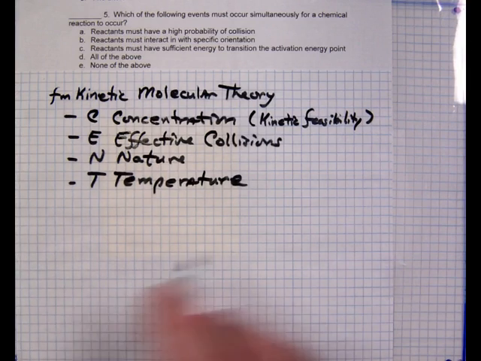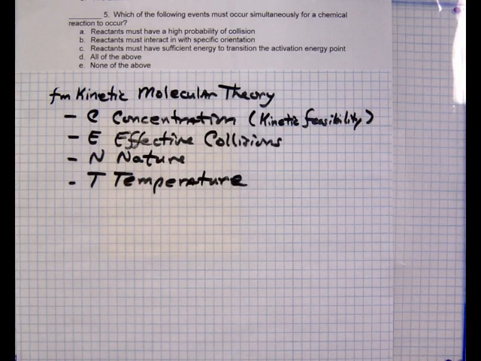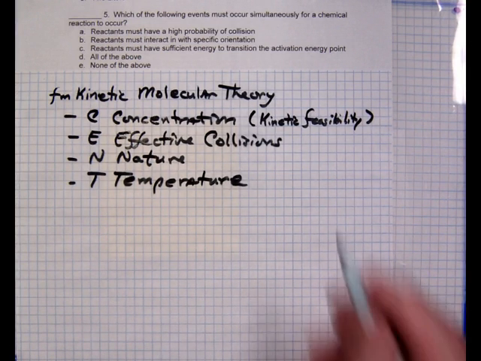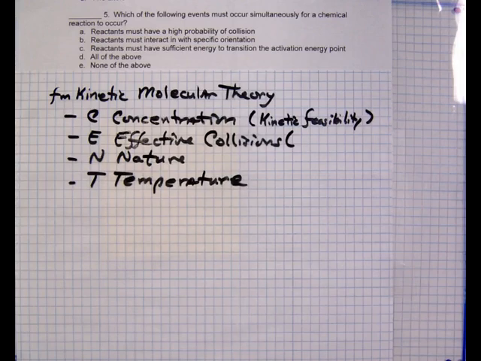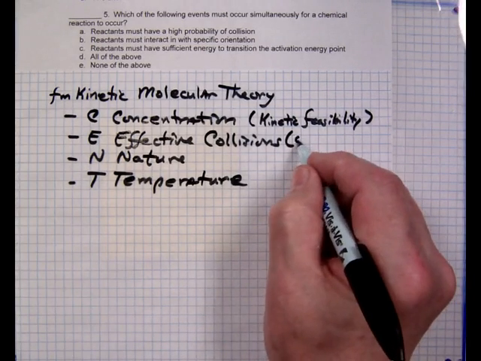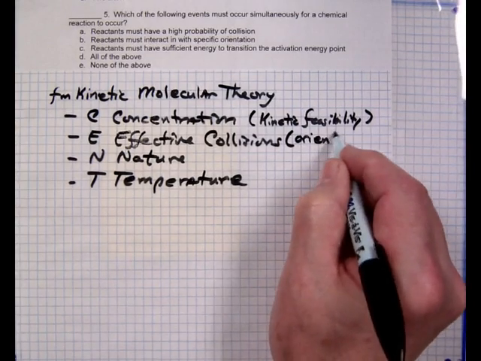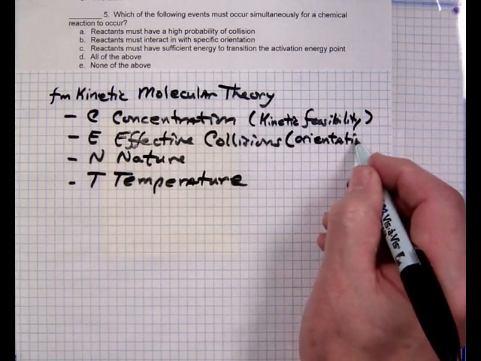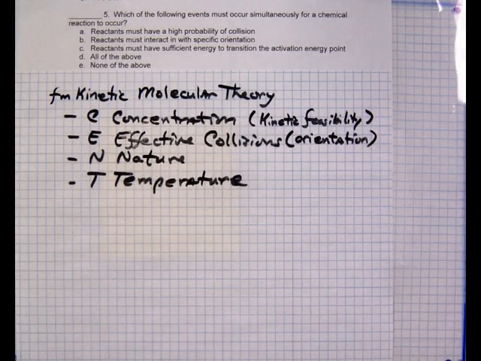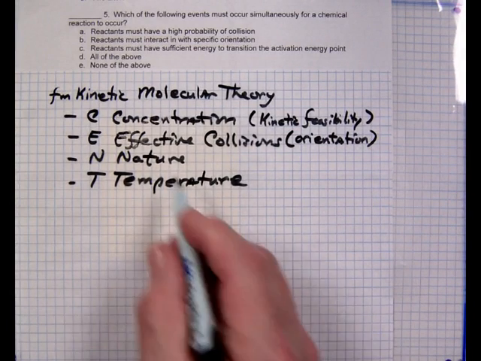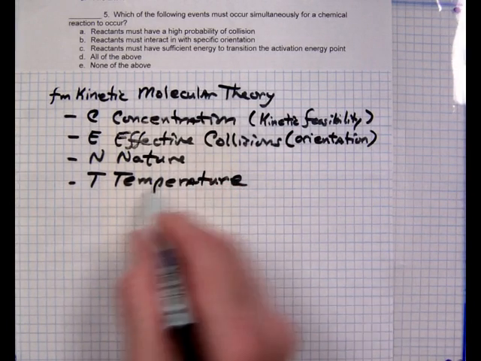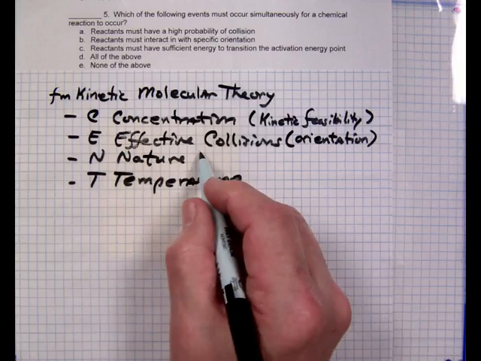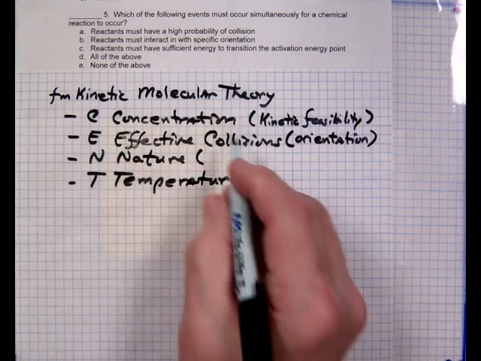Effective collisions, because of the three-dimensional nature of chemical structures, molecules have to collide in a certain orientation in order to initiate formation of intermediates and finally products. So orientation of the collisions. Of course, nature or naturally reacting species have to be certainly present.